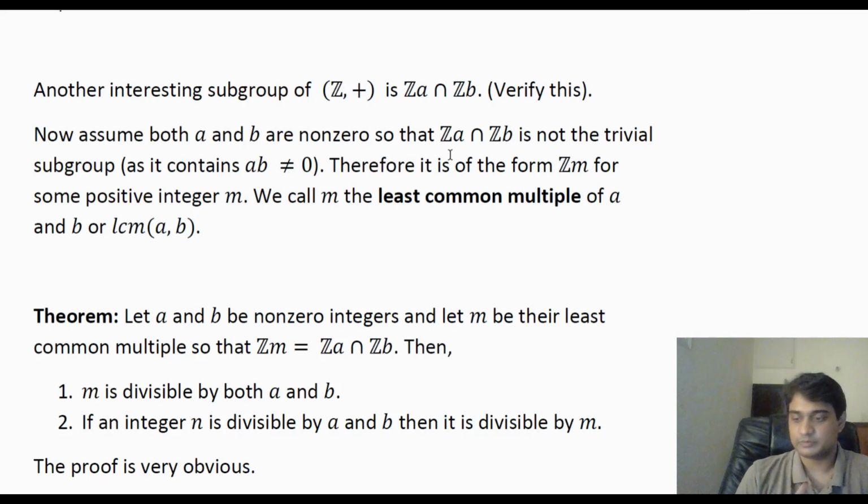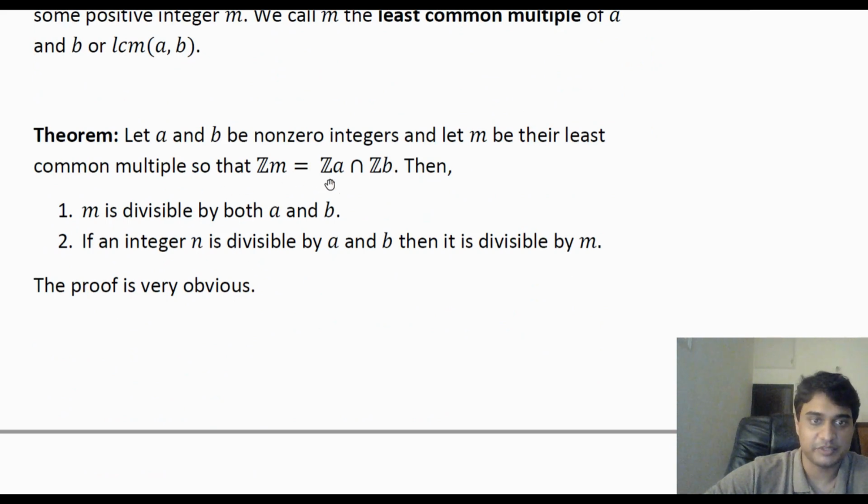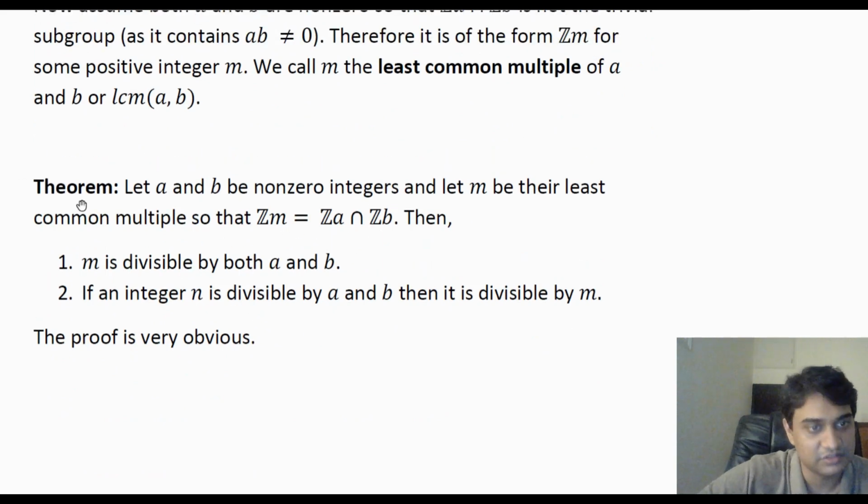ZA intersection ZB is a non-trivial group. It has to be of the form ZM, where M is the smallest positive integer of that intersection, and M is then defined to be the least common multiple. So ZM equals ZA intersection ZB. So this is the theorem. Let A and B be non-zero integers, and let M be their least common multiple, so that ZM equals ZA intersection ZB, which is the definition of least common multiple.